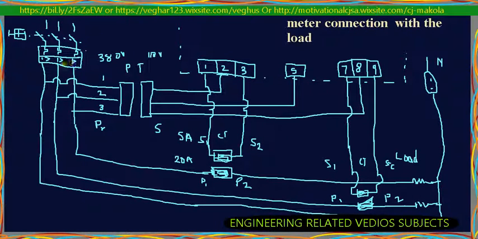This one is a potential transformer, and we represent it like this. But if you know how to represent it, you can use a different symbol for your transformer. It steps down the voltage from 380 to 110, and this one steps down the current from 20 amps to 5 amps. These are the lines: line 1, line 2, line 3, red phase, yellow phase, and blue phase, depending on what you are using. This one is connected to the neutral, so the energy meter is like this.